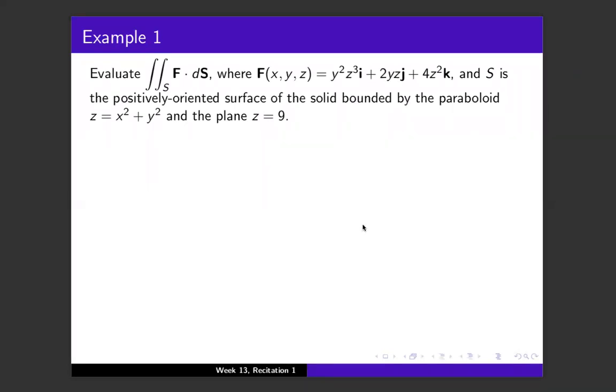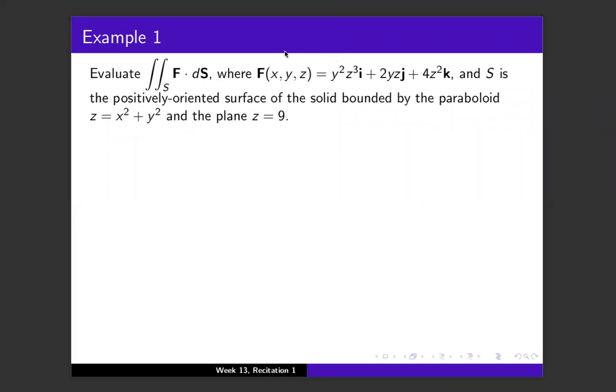Mostly we're going to be going in the forward direction. So for example, let's evaluate the double integral of some vector field. Here's the vector field: y squared z cubed in the i direction, plus 2yz in the j direction, plus 4z squared in the k direction. S is the positively oriented surface of the solid bounded by the paraboloid z equals x squared plus y squared, and the plane z equals 9.